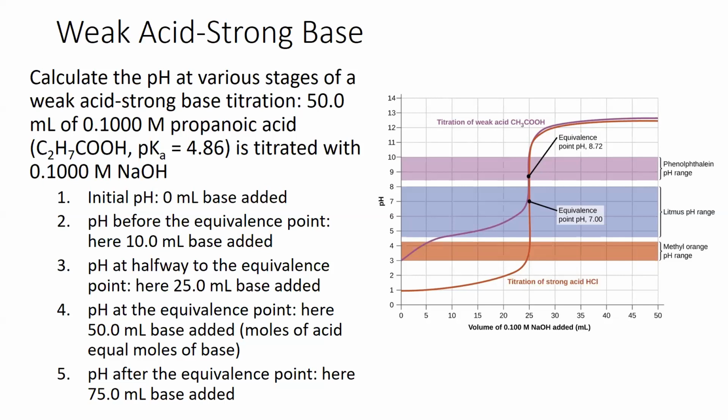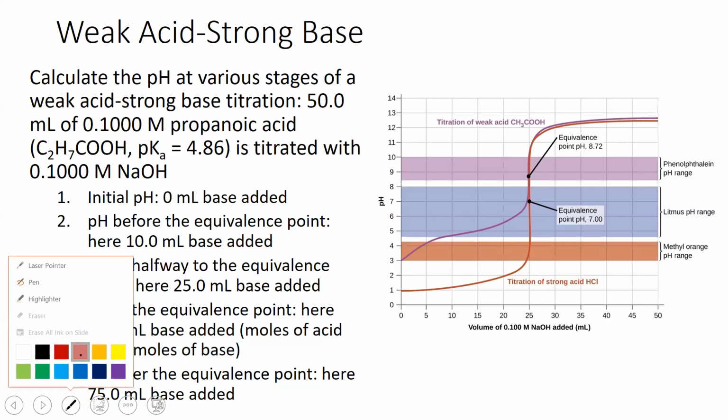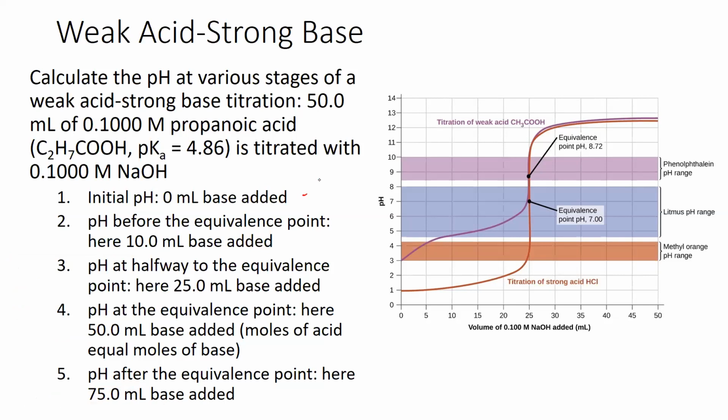Okay, and so we're going to go from there and basically just calculate at each of the different points in this particular titration. And there's an added point. When we did the strong acid, strong base, we had 4 different times that we looked at. Here we're going to have, as you can see, 5. So we're still going to do the same initial point.